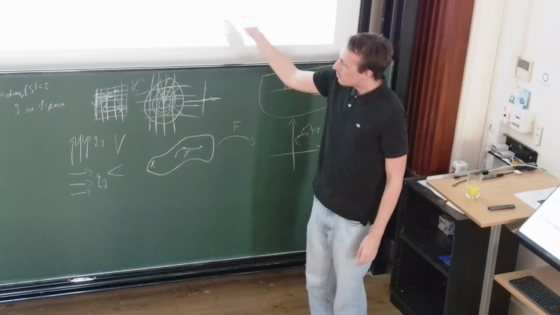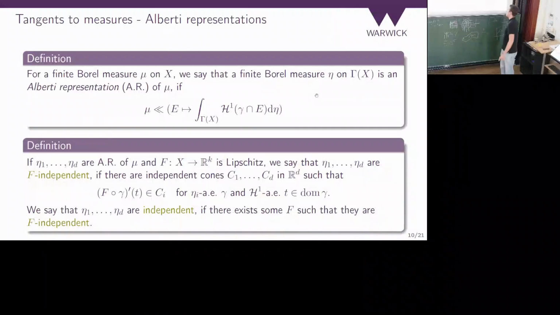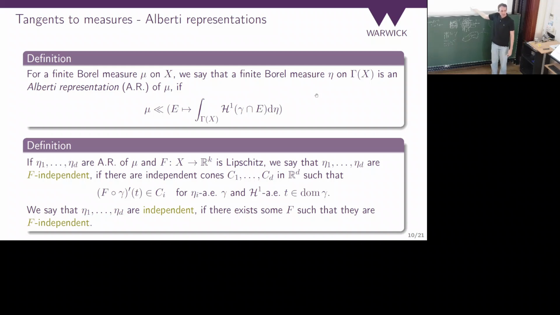So we will say that representations are independent if you can find some f such that they are f-independent. And you can verify that if you are in a Euclidean space, this is true if and only if f can be taken as identity. So there is no better map than identity in Rn, but if you're in a general metric space, there is no such thing as identity, and so you need to just say that there exists an f.